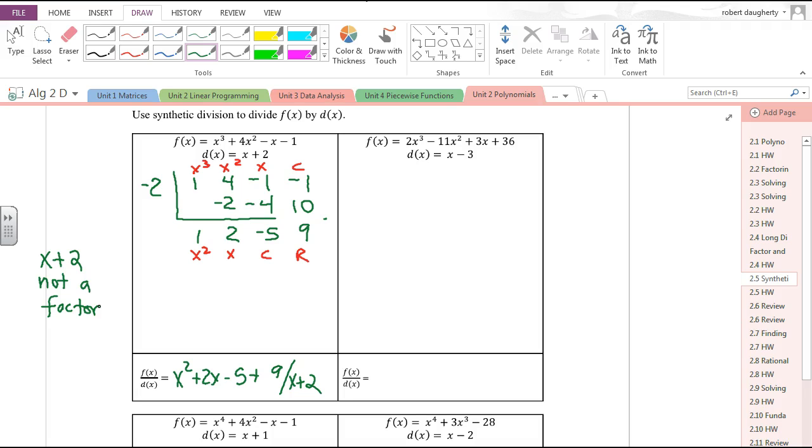Let's look at this next one. When I set this up, what's the number that goes outside the synthetic division? Positive 3.